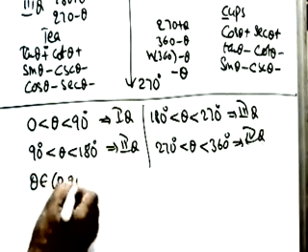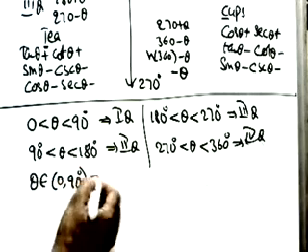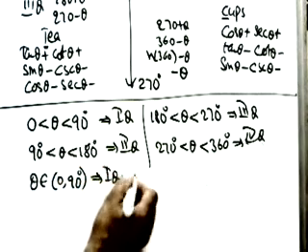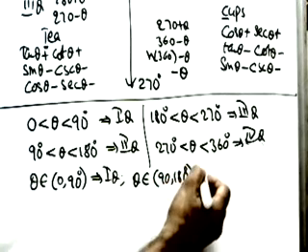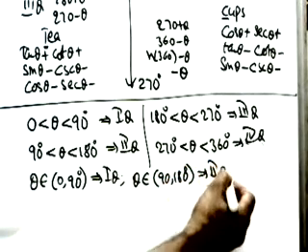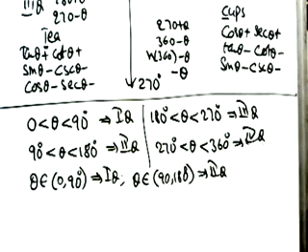Sometimes it is denoted like this: theta belongs to (0, 90 degrees). That means we say this is the first quadrant. Theta belongs to (90, 180 degrees), we can say this belongs to the second quadrant. In the same way, 180 to 270 is the third quadrant, and 270 to 360 is the fourth quadrant. So this is one concept.